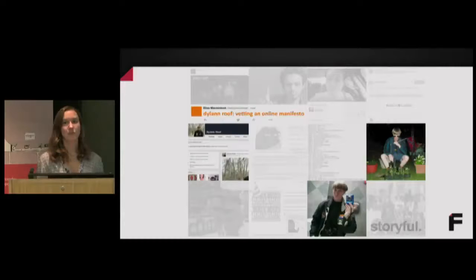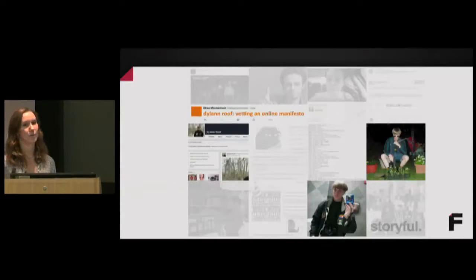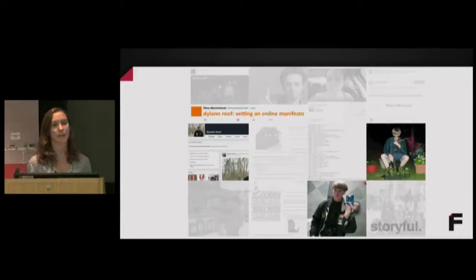On June 17, 2015, 21-year-old white supremacist Dylan Roof walked into a Bible study group at a historic black church in Charleston, South Carolina, and opened fire, killing 9 people. This case study looks at how we were able to identify Roof before he was named publicly by the FBI, and also how we were able to vet his online manifesto.